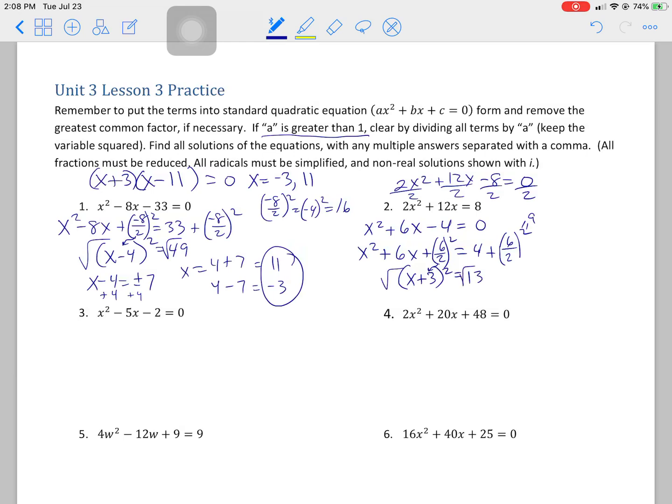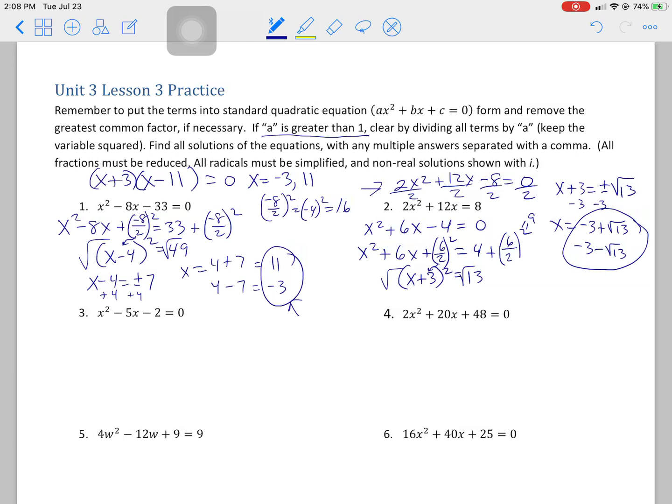Then we're going to take the square root of both sides. So x plus 3 equals plus or minus the square root of 13. Move this over. X is going to equal negative 3 plus the square root of 13 and negative 3 minus the square root of 13. Definitely didn't factor. If you get whole numbers, that means it factors. Okay. There's no way that would have factored.